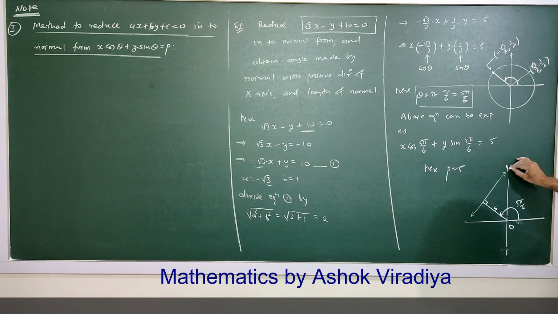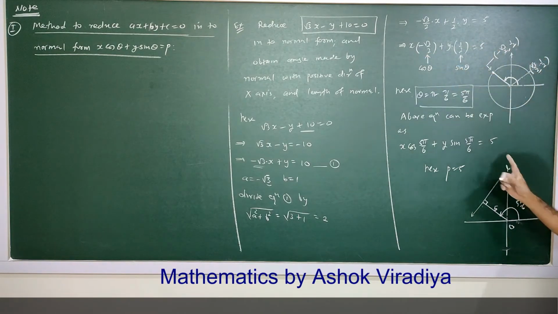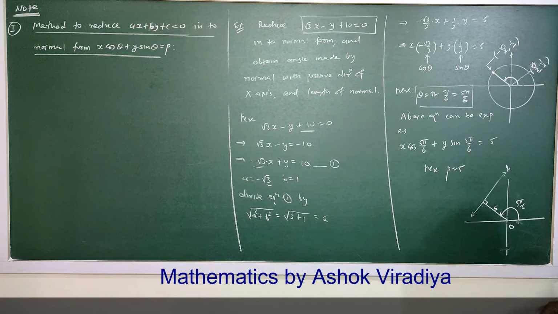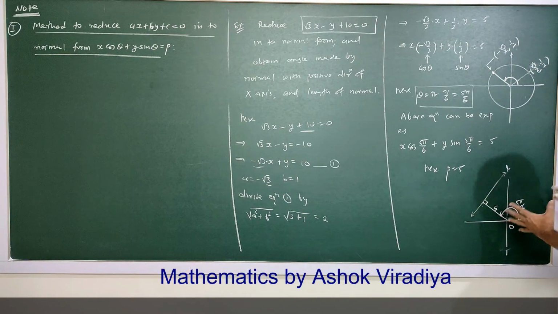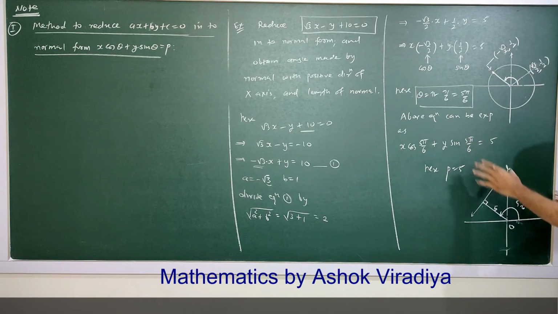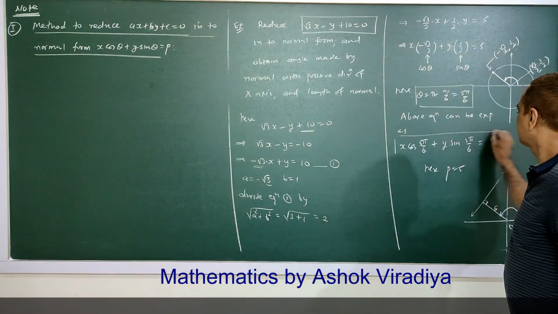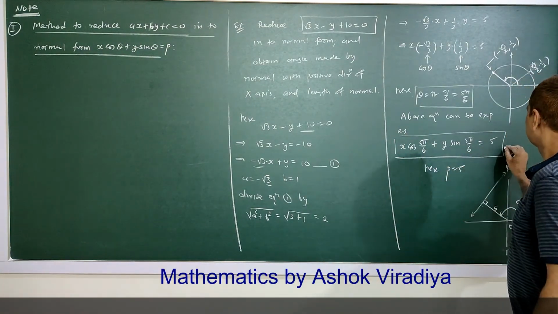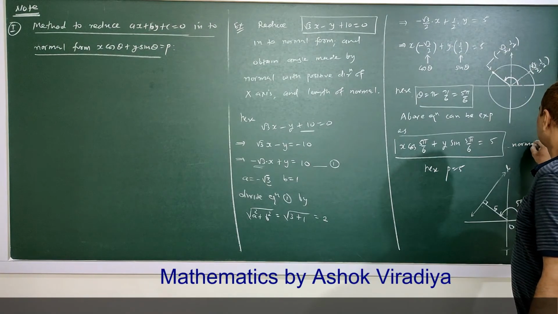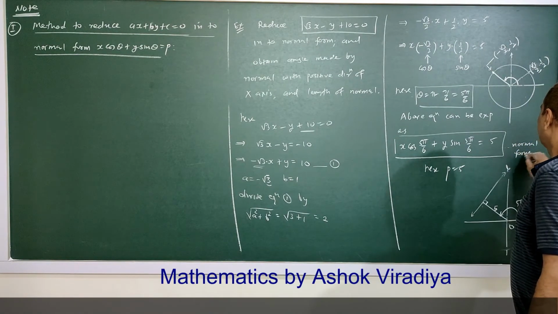And this is the given line, root 3x minus y plus tan equal to 0. So this is the meaning of the answer. P is 5, and theta, the angle made by the normal with the positive x-axis, is 5 pi by 6. And this equation is the normal form.